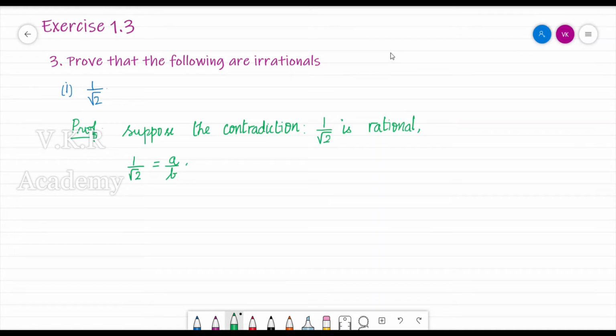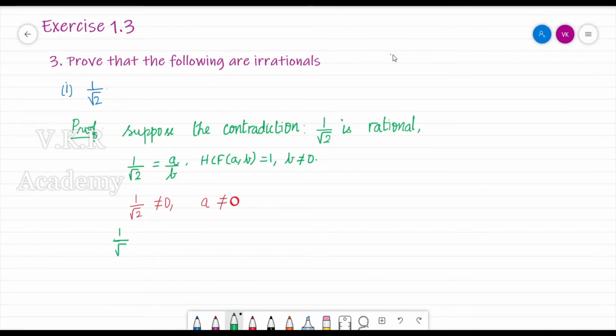Let this be the simplest form of expression so that HCF of a comma b is equal to 1 and b is not equal to 0. Since 1 by root 2 is also non-zero, a is also not equal to 0. So this implies the reciprocal of a by b exists.